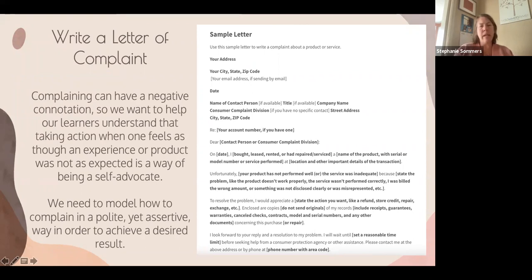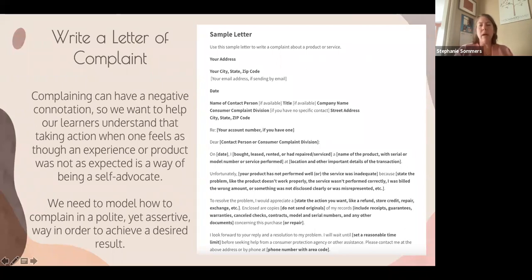So complaining can have a negative connotation. So we want to help our students understand that taking action when one feels as though an experience or product was not as expected is a way to be a self-advocate. And we need to model how to complain in a polite yet assertive way in order to achieve a desired result. So I think it wouldn't have to necessarily be a full letter.